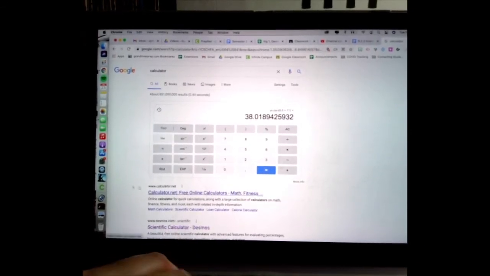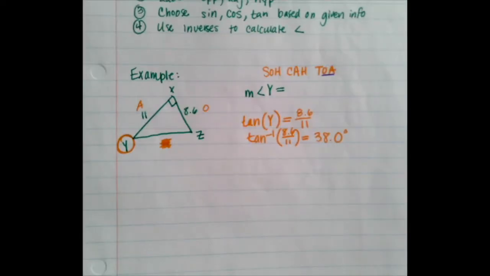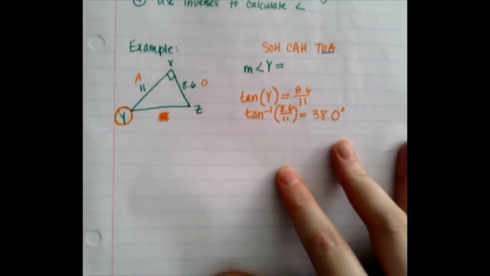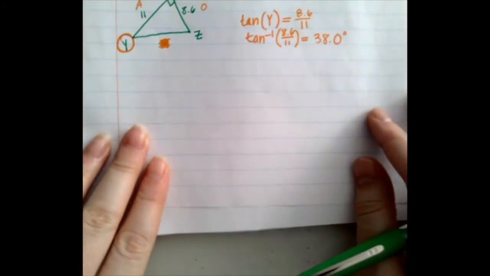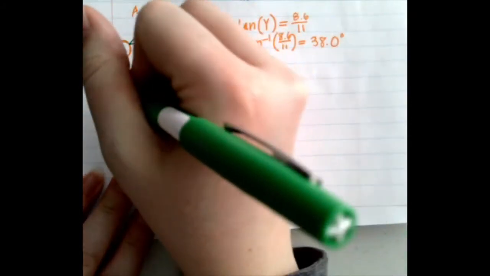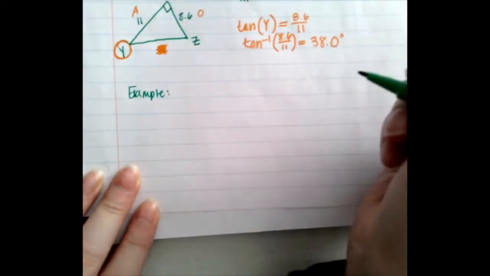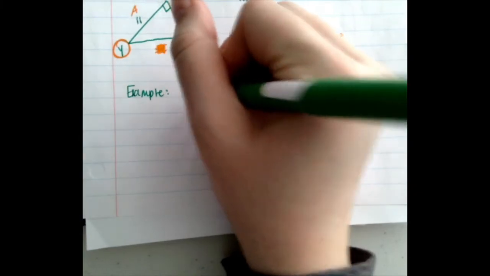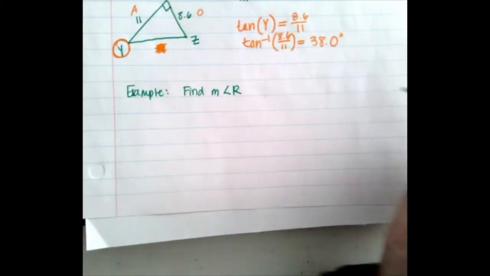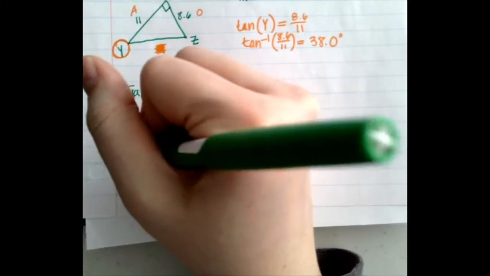Okay. So I want to go through one more example. Although they're all pretty similar, I think we could use another example of going through how to choose sine, cosine, or tangent. So let's say we have this example. We want to find the measure of angle R, and we're given this right triangle.